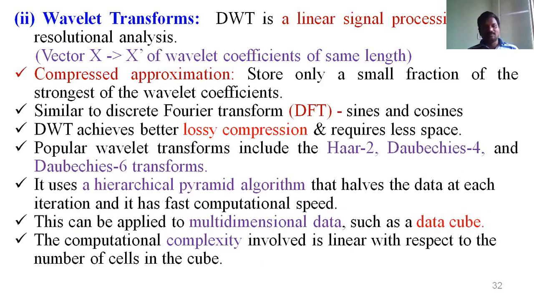The popular wavelet transforms include the Haar-2 and db6 and so on. These are all different transform techniques. It uses a hierarchical pyramid algorithm and works on multi-dimensional data. That means you always apply this type of technique to multi-dimensional data, to the data cube, not to two-dimensional data. The important thing is the computational complexity, which is linear with respect to the number of cells in a cube.